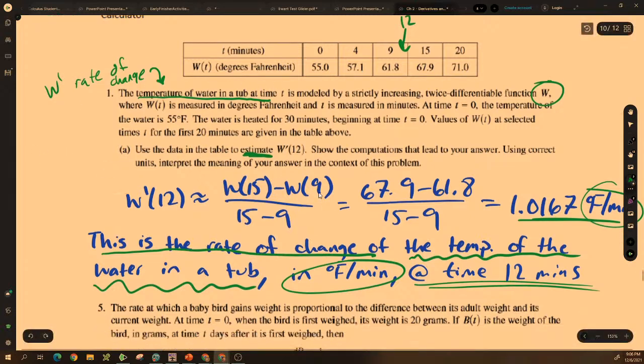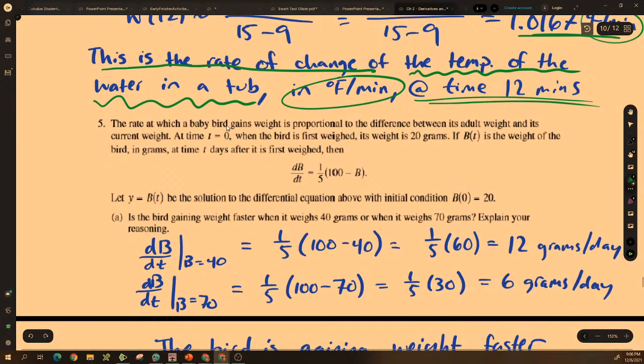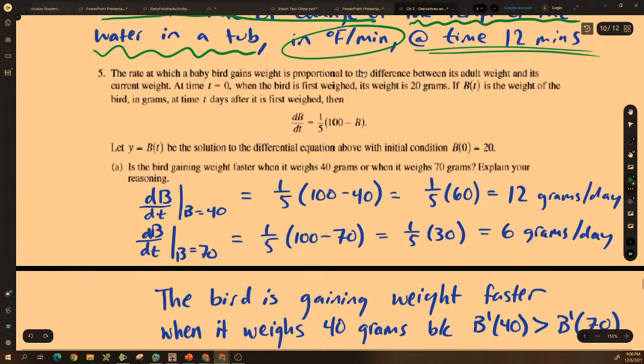All right. Next up, we have the rate at which a baby bird gains weight is proportional to the difference between its adult weight and its current weight. At time 0, it weighs 20 grams. If B of t is the weight of the bird, here's this derivative. And is the bird gaining weight faster when it weighs 40 grams or when it weighs 70 grams? So when I see that word gaining weight, that's not the original, but that's the derivative. So basically all they're asking is, is the derivative bigger at 40 or at 70?